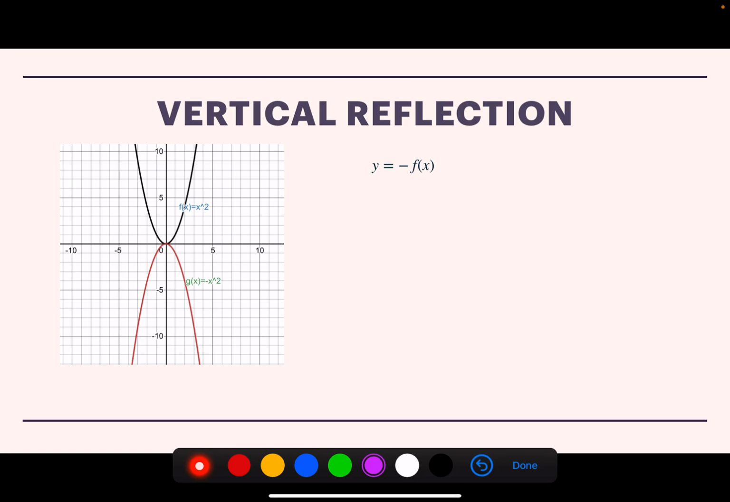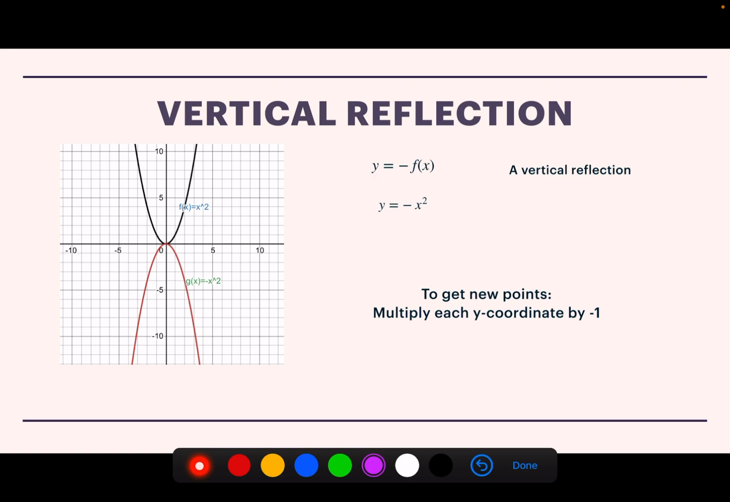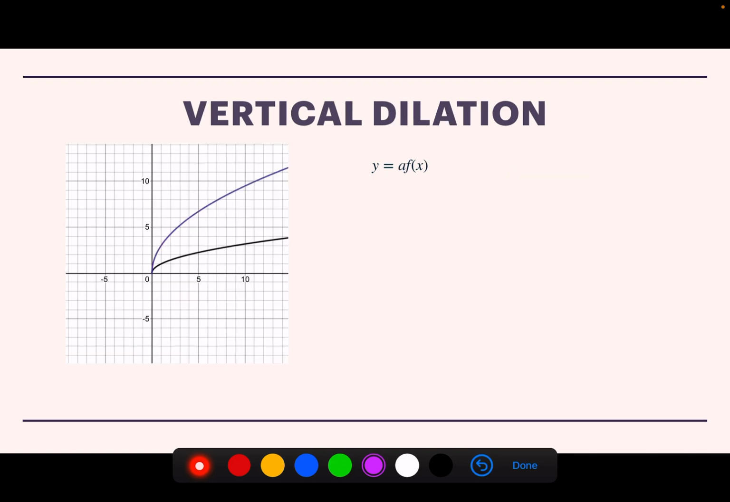Vertical reflection happens when you have a negative outside your function. For example, the classic y equals -x squared, because you're squaring x and then you're applying a negative. So to get your new points here, you just multiply each y coordinate by -1. For example, I had the point 3, 9. That's going to become 3, -9. And sure enough, I've got that point on my function right here.